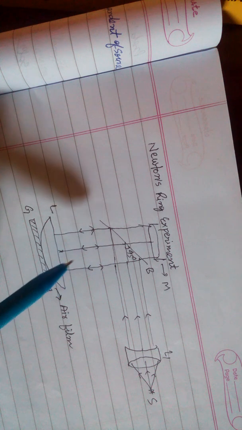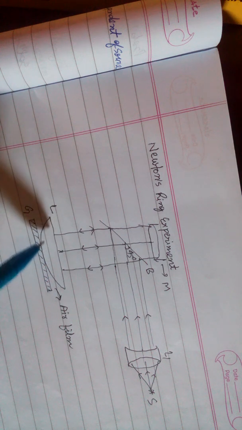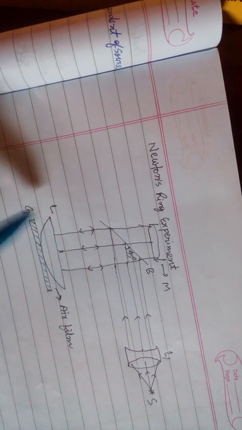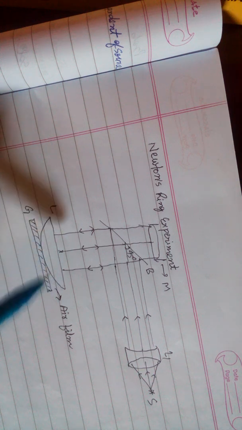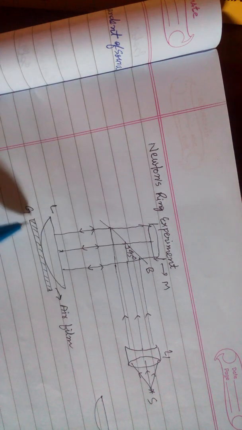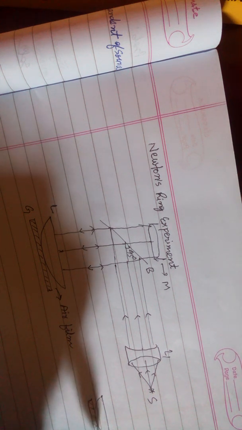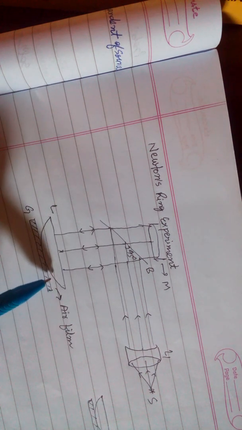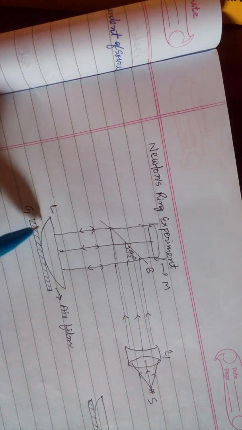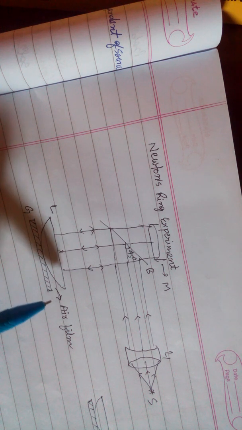The reflected rays fall on an arrangement which is a plano-convex lens placed on a glass plate. This is a special kind of arrangement. L is the plano-convex lens. Plano-convex means one side is plane and the other side is convex, and G is the glass plate. This plano-convex lens is placed on the glass plate. This combination makes an air film here and here, all around the circumference of the plano-convex lens. So an air film is formed.